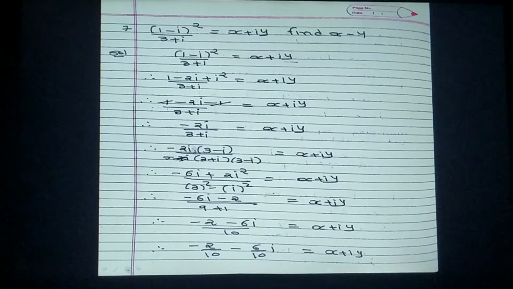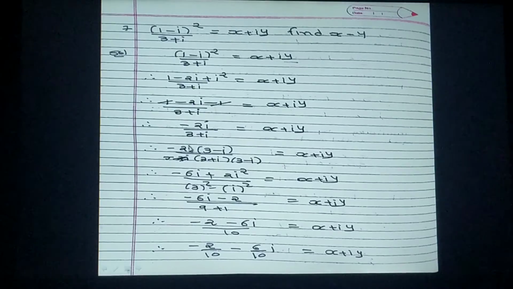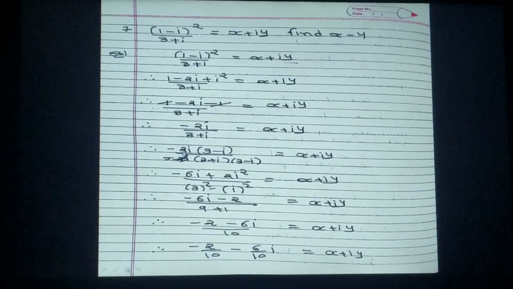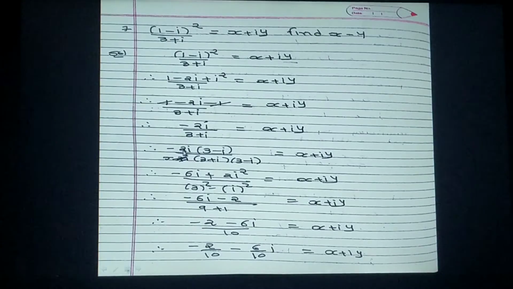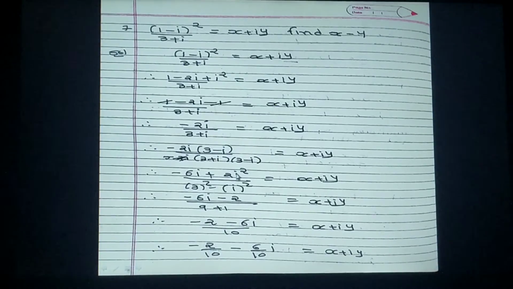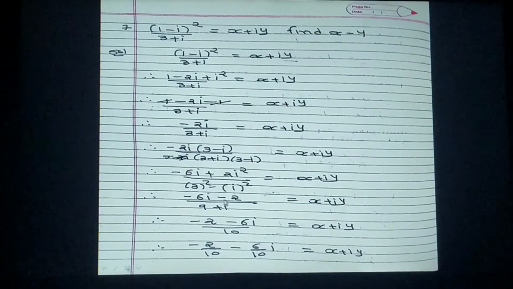Now we have the complex number in division, so we have to take the conjugate of the denominator. The conjugate of 3 plus i is 3 minus i. So minus 2i into 3 minus i, and in the denominator 3 plus i into 3 minus i is equal to x plus iy. So multiply here, minus 2i into 3 is minus 6i, minus minus plus 2i square. Now here in the denominator a plus b into a minus b, so a square minus b square, so 3 square minus i square is equal to x plus iy.